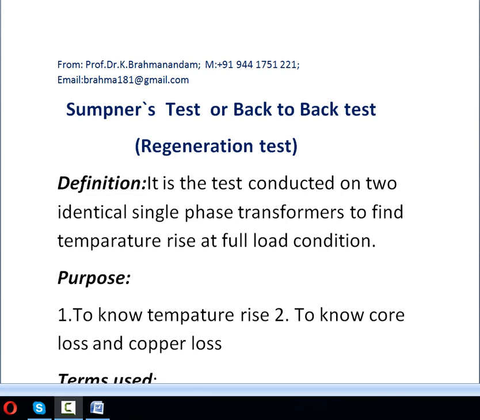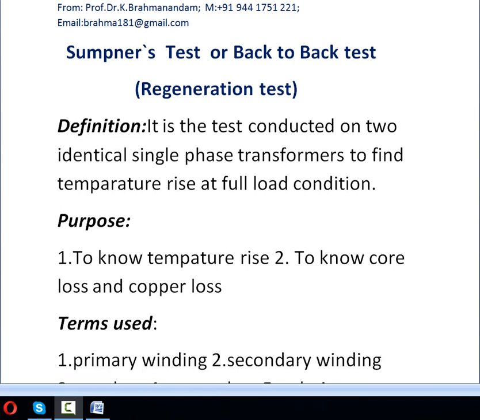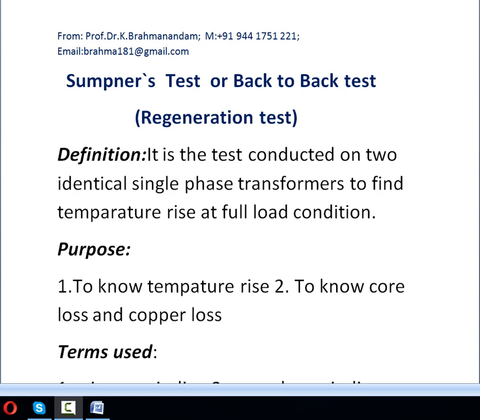Hello friends, today I will discuss the Sumpner's test. This is also called the back-to-back test. This is also called the regeneration test. So here I will discuss definition, purpose, terms used, principle, circuit, condition, procedure, analysis, calculation of core loss, calculation of copper loss, advantages and disadvantages. So let me consider first definition.